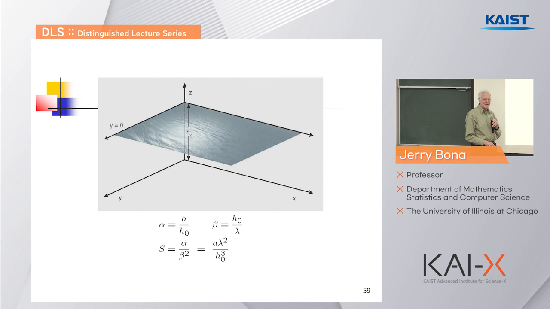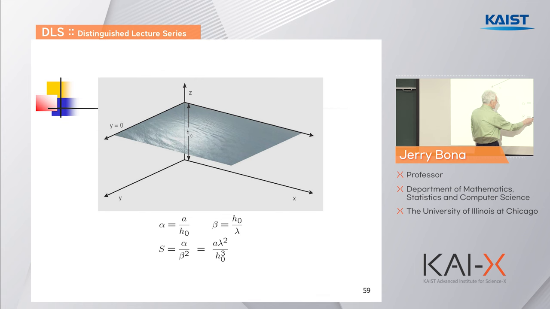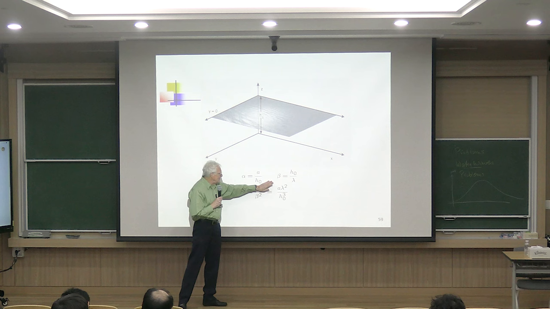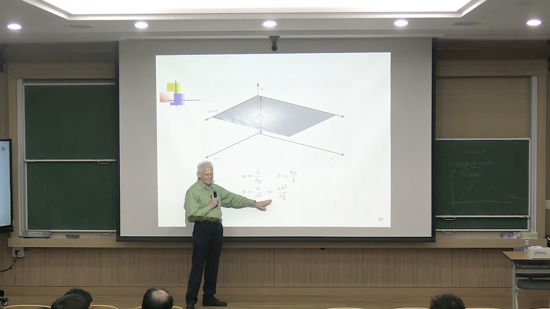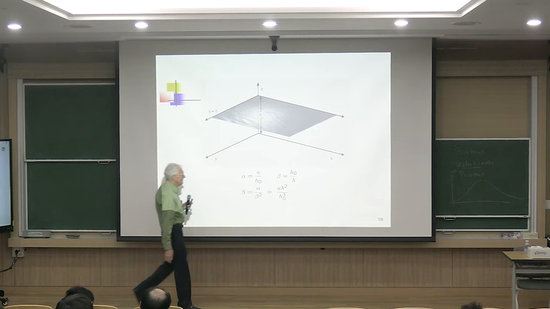Okay, so there's a number S. S stands for Stokes. You've heard of Stokes. Alpha over beta squared. That's A lambda squared over H naught cubed. And so the regime we're talking about is alpha small, beta small compared to one, and S of order one. So that's a balance between alpha and beta squared. This is called the Boussinesq regime because Boussinesq, let's write him down. You probably don't know Boussinesq.